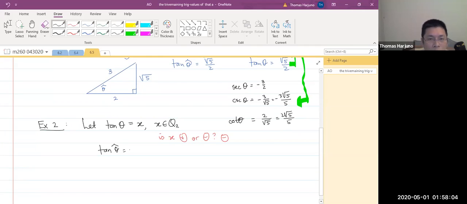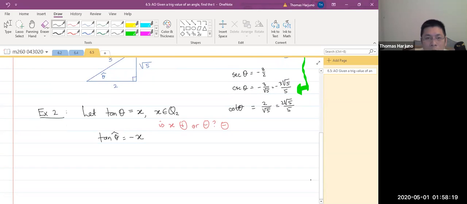Now tangent theta hat will be negative x, right? Even though I use a negative sign here, because x is negative, to make it positive, I put another negative. Because x is negative, then negative x is positive. Does it make sense? Now draw the right triangle. Boom. This is theta hat, right angle, negative x over 1.